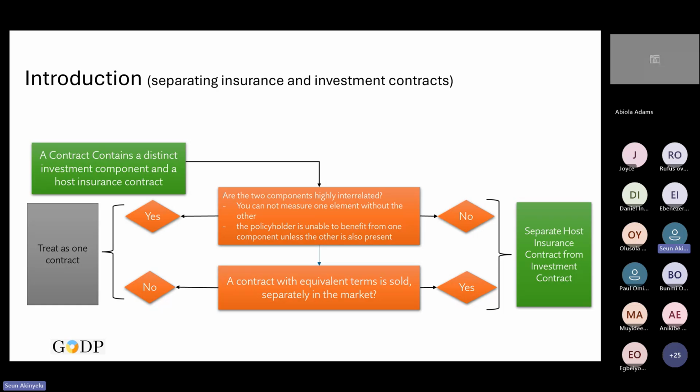When those are like that, you will separate them, because you are saying they are not highly interrelated, and at the same time, you can even buy an investment component without the insurance component. If such is the case, then you will separate the insurance contract from the investment contract. You will treat the investment contract using IFRS 9, and you will treat the insurance contract using IFRS 17.